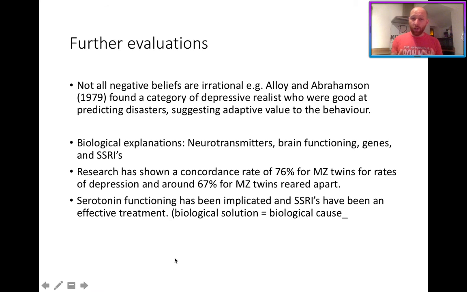And one of the strongest criticisms of the cognitive explanation is that to some extent it ignores the biological explanations for depression. So the role of neurotransmitters, genes and so forth. Research, for example, has shown a high concordance rate, 76%, amongst monozygotic twins, those are identical twins, for the onset of depression. Now that is strong evidence for a genetic relationship. However, when you look at fraternal twins, it's much lower, in the 20%. So whilst genetics is influential, perhaps environment is still hugely important.